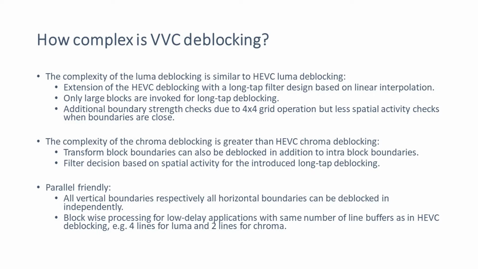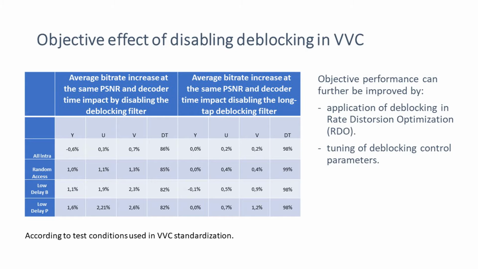The complexity of the chroma deblocking is greater than HEVC chroma deblocking. Transform block sizes can also be deblocked in addition to intra-block boundaries. Filter decision based on spatial activity for the introduced long tap deblocking. Parallel friendly. All vertical boundaries, respectively all horizontal boundaries, can be deblocked independently. Blockwise processing for low delay application with the same number of line buffers as in HEVC deblocking. So 4 lines for luma and 2 lines for chroma.